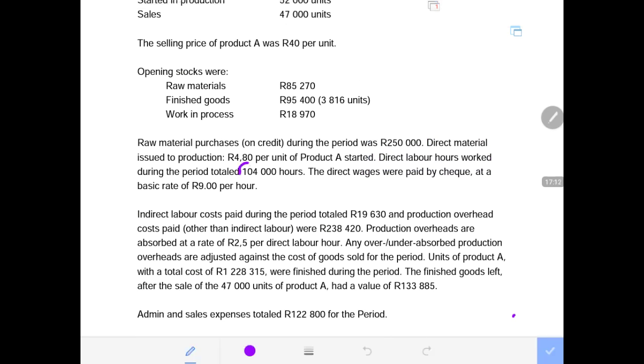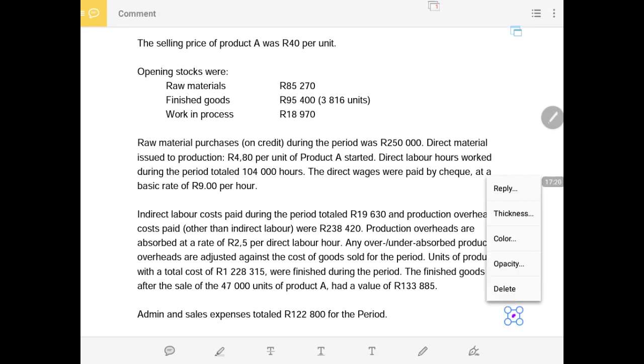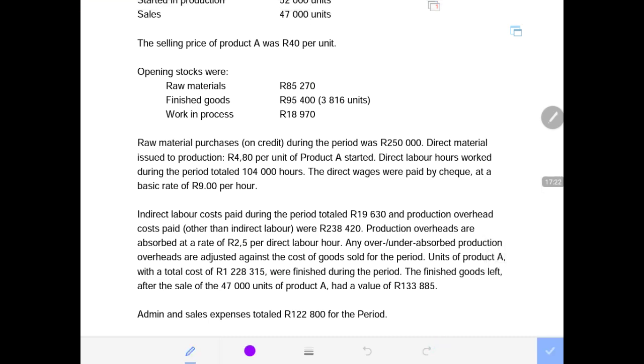Please don't forget that the actual labor hours amounted to 104,000. Why am I highlighting this? It is because in the case of a labor intensive company, our overheads are normally absorbed based on labor hours, unless the company is more machine intensive. Therefore, machine hours will then be used to calculate our predetermined overhead rate.